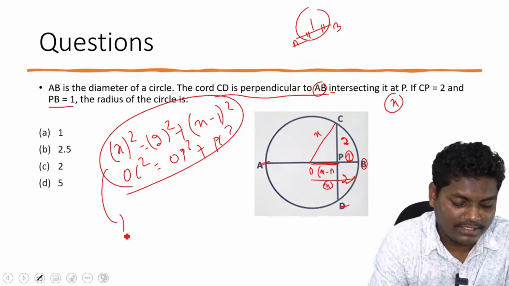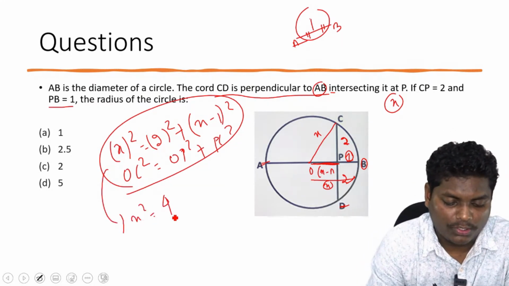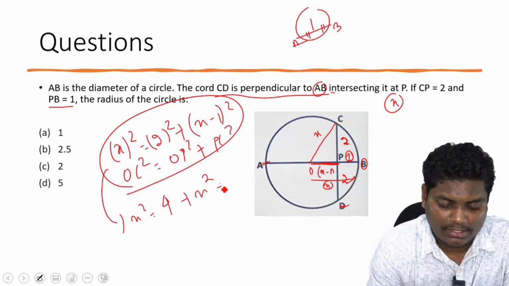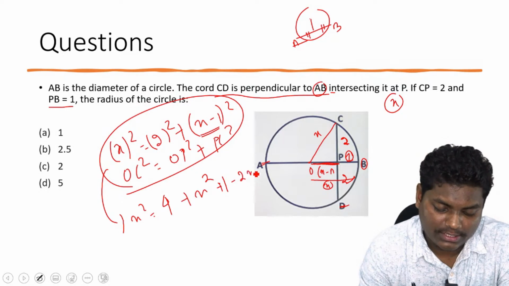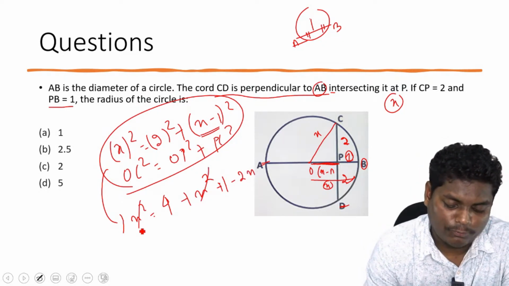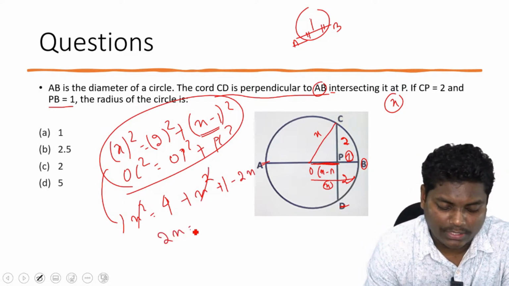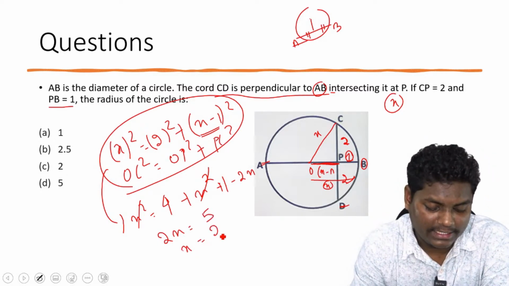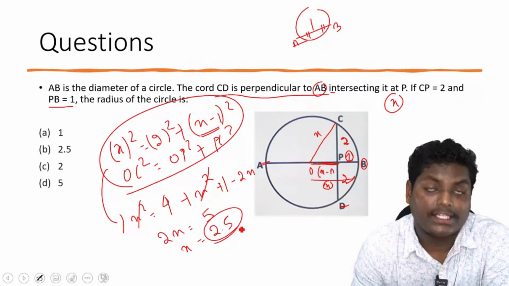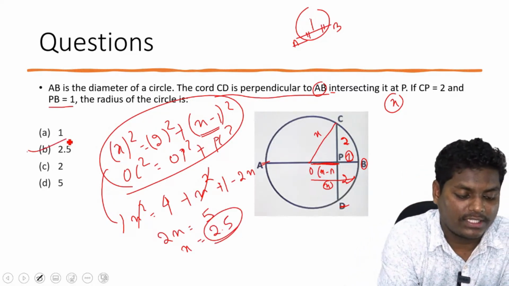So just solve this. x square is equal to 4 plus x square plus 1, opening this x minus 1 whole square, minus 2x. So this x square will get cancelled. 4 plus 1 is 5. So basically 2x is equal to 5, so we get 5 by 2, which is 2.5. So 2.5 is the correct answer.